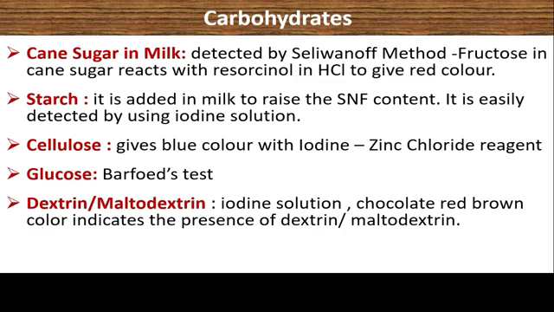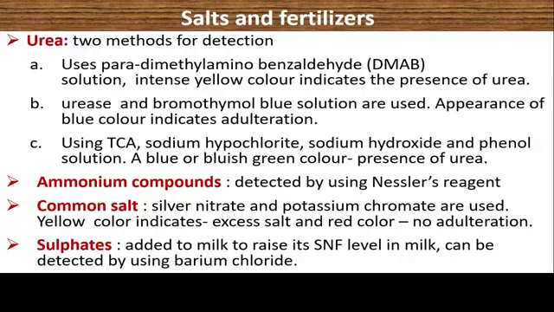Starch. How to detect starch? It is added in milk to raise the SNF content. It is easily detected by using iodine solution. Next, the cellulose. It gives blue color with iodine. Here, zinc chloride reagent is used. How to detect glucose? Here, Barfoed test is used to detect glucose. Dextrin or maltodextrin. Iodine solution is used. Chocolate red-brown color indicates the presence of dextrin or maltodextrin in milk.